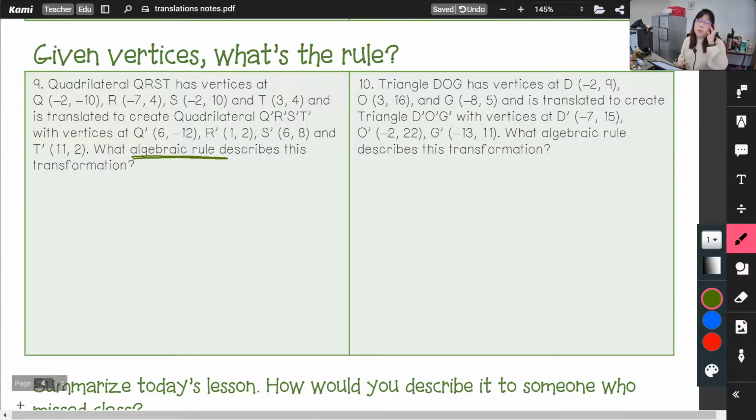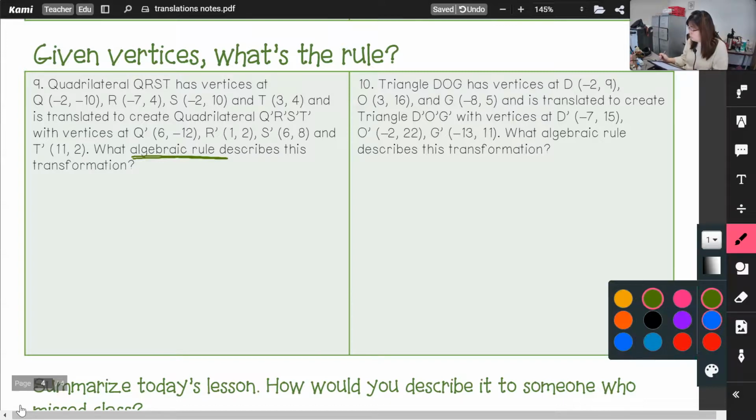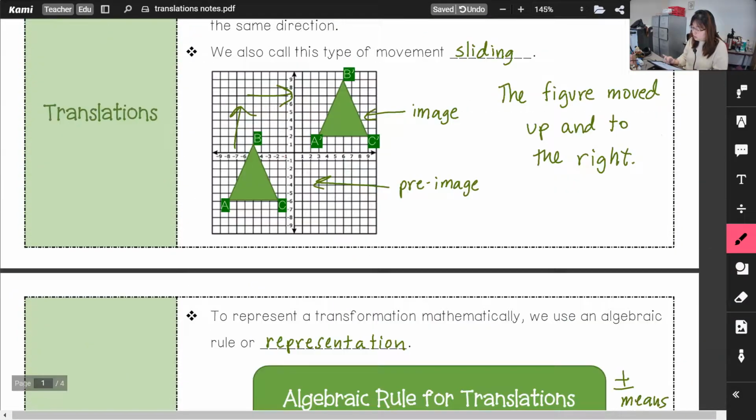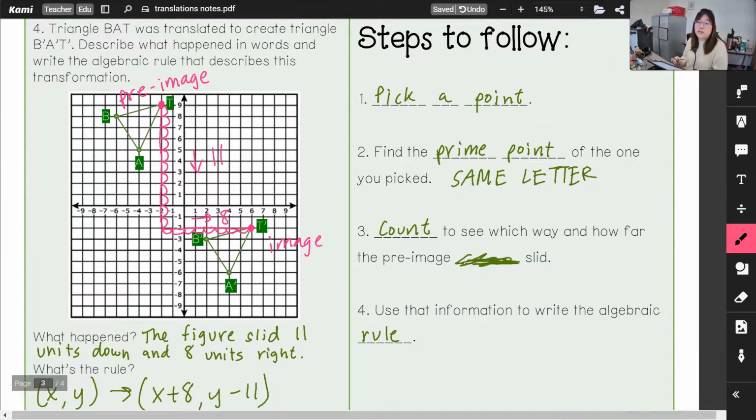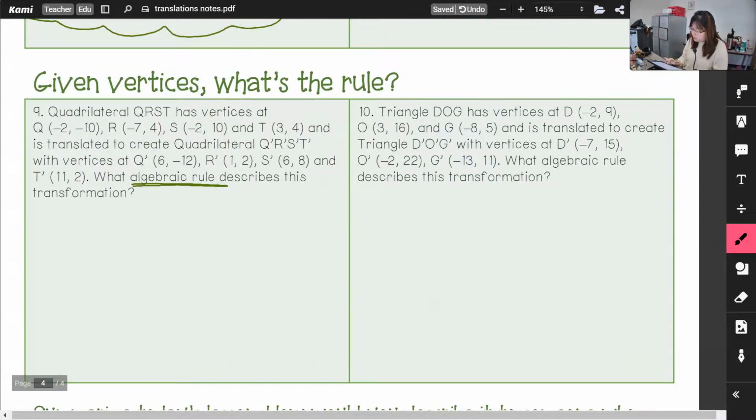Or I said what, not which. Which would imply that you have something to choose from, and you don't. Okay, don't panic. It looks like a lot of numbers. Don't panic. This is just like when we did these problems earlier with the pictures. We pick one point. We don't need all of them. We pick one. I'm going to pick letter Q because I like Q's, I guess.